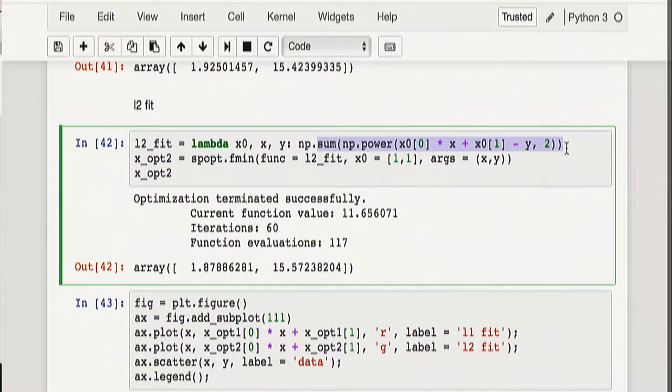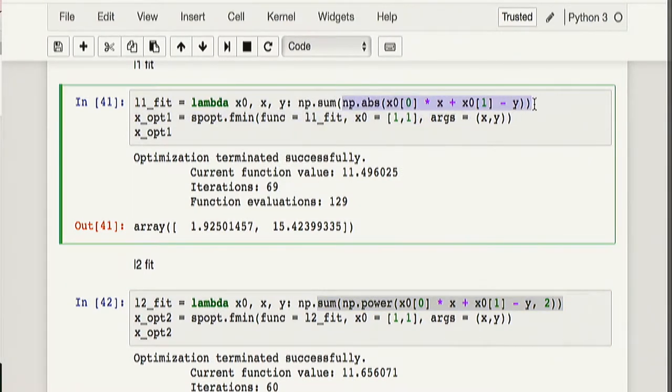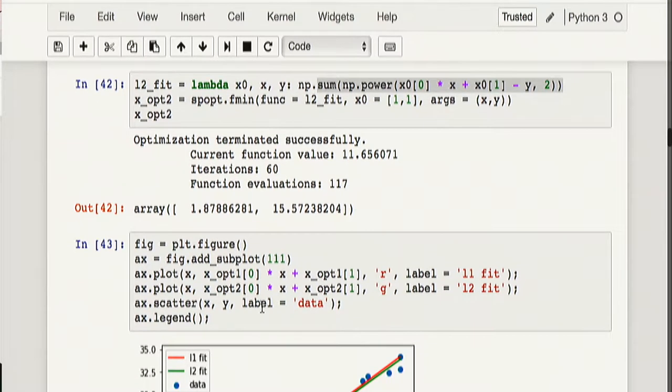So when you use the L1 norm, this is the result of the parameters of the line that best fits the points that we generated. And when we use the L2 norm, these are the parameters. As you can see, this is almost the same code. All I'm changing is this part in here. This one is the L2 norm, and this one is the L1 norm. That's the main difference. And then these are the coefficients of the line that best fits the points generated before through the minimization of the L2 norm.